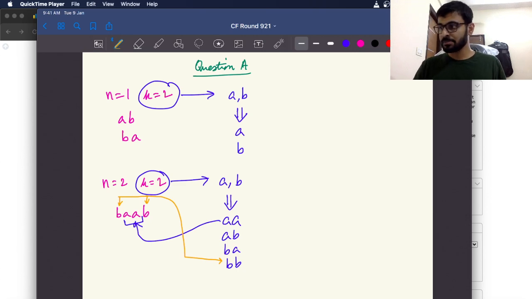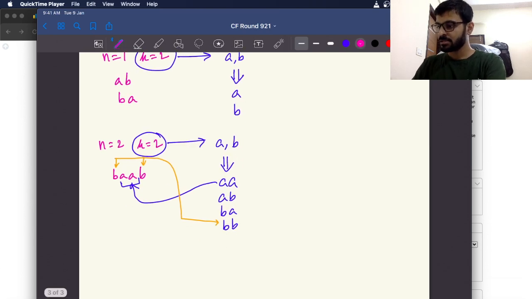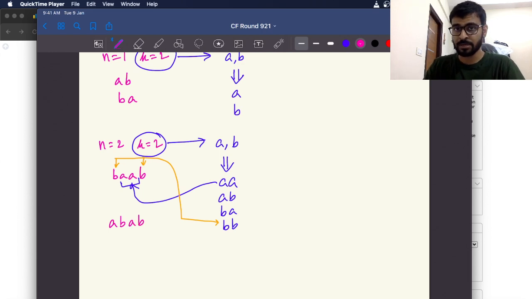Is some other string possible? Let us try. Let us see something like A, B, A, B. If I have A, B, A, B, is it possible? Okay, A occurs, so A is fine. AB occurs, AB is fine. BA occurs, so BA is also fine, and BB occurs, so BB is also fine, which means this is also fine.